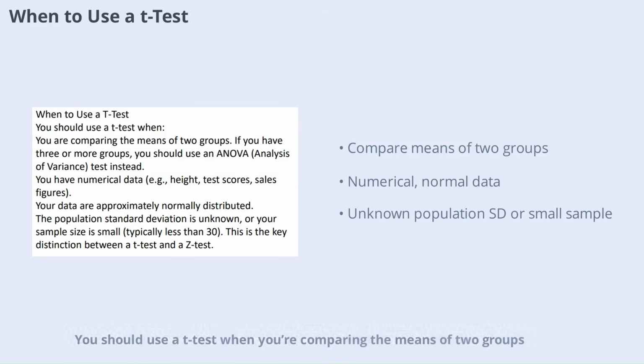You should use a t-test when you're comparing the means of two groups, your data are numerical, and the data are approximately normally distributed. It's especially useful when the population standard deviation is unknown or your sample size is small, typically less than 30. If you have 3 or more groups, you'll need to use an ANOVA test instead.